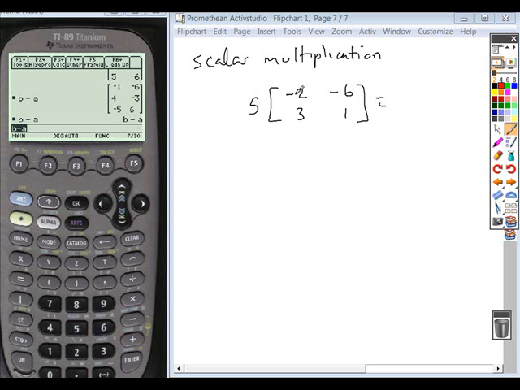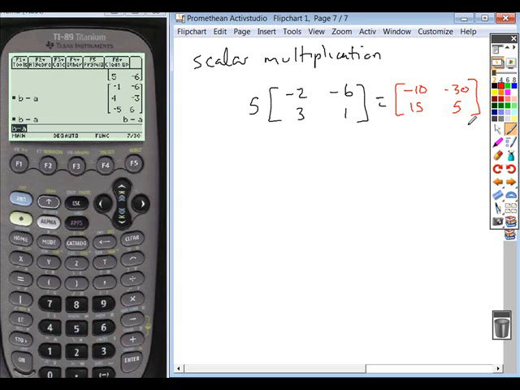single entry. So when you get your answer, the answer is going to be the same dimensions as the original matrix. So this is what dimensions? 2 rows by 2 columns, so 2 by 2. So your answer will be 2 by 2, and you just distribute that in. What's 5 times -2? 5 times -6, 5 times 3, and 5 times 1. Okay, so again, it's just changing the scale of it. It's a common multiplier for all of the different values.